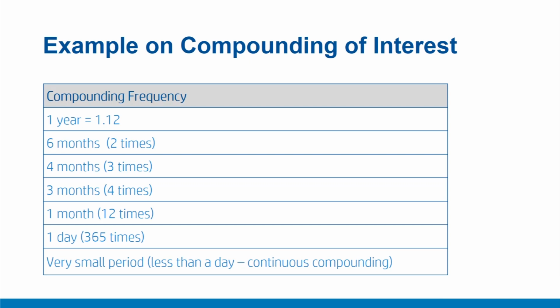Similarly, as we keep on increasing, let's say we take interest payment intervals as 1 month, then the compounding frequency is 12 times. And as we keep on increasing, a very small period, less than 1 day, is often referred to as continuous compounding, because money is being continuously compounded, or interest is paid at extremely small intervals. Therefore, as the period of interest increases, compounding decreases. As the period of interest decreases, compounding frequency increases.